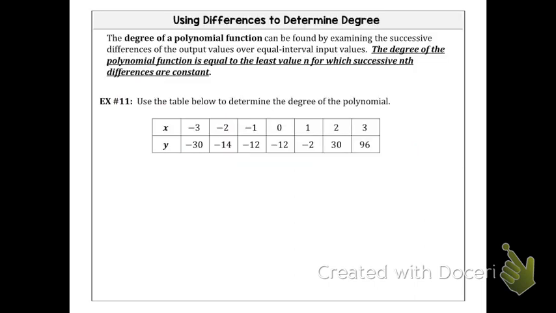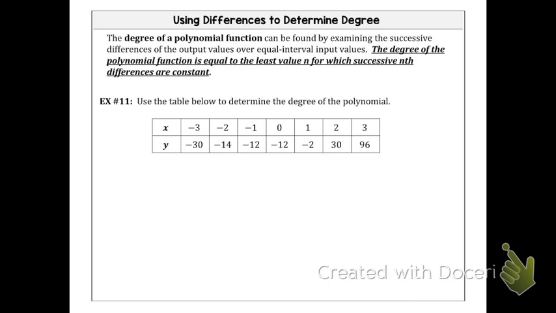Alright, using differences to determine degree. So the degree of a polynomial function can be found by examining the successive differences in the output values over equal interval input values. The degree of the polynomial function is equal to the least value n for which successive nth differences are constant. And so it says use the table below to determine the degree of the polynomial.